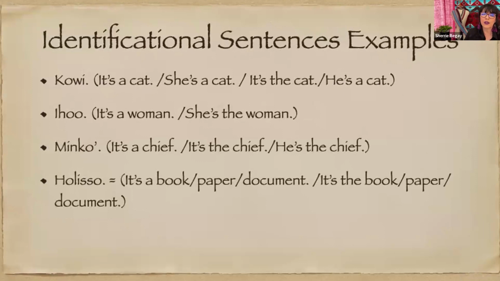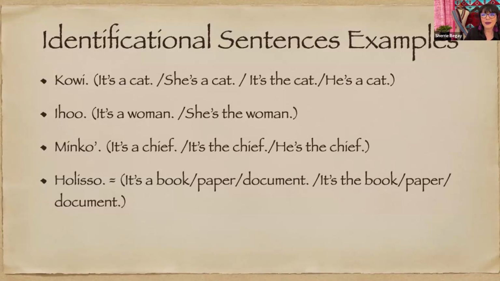You'll notice now on the screen that I have the word koi, which means cat. And so you can just put a period at the end, koi, and it means it's a cat, she's a cat, it's the cat, he's a cat. Or here's the word for woman, iho, and then that would mean it's a woman, she's the woman.